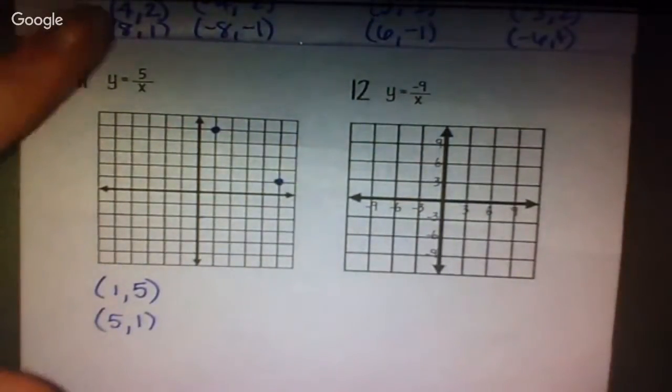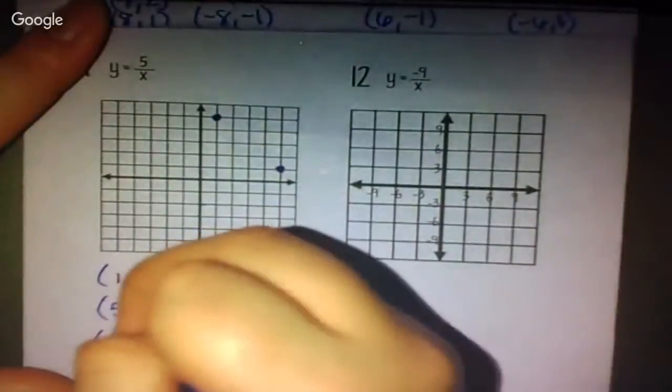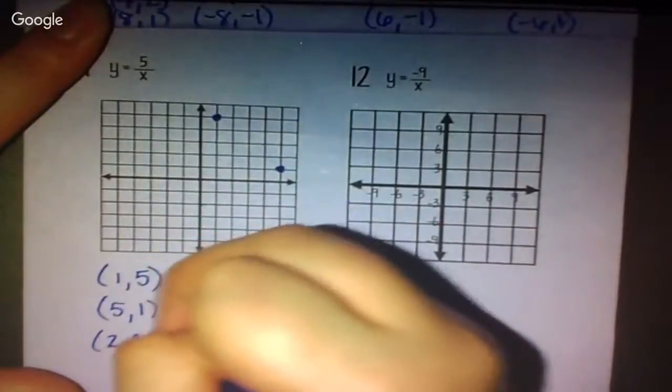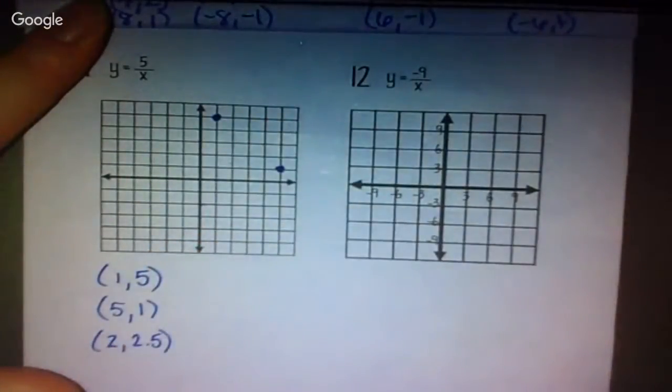But I mean, we could do, okay, let's do, hold on. I can do 2, and that's 2.5. That one's not too bad. Okay. I can do 2 and 2.5. So 2 and 2.5, that's here. 2.5 is not that bad.